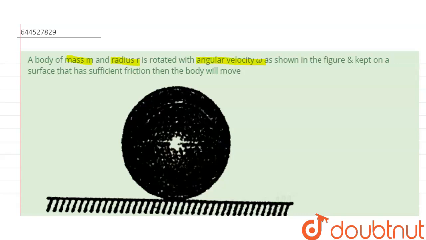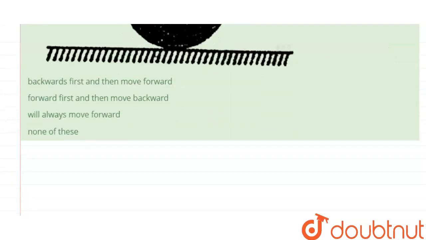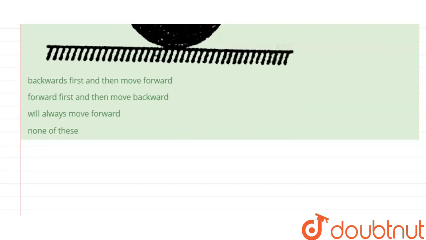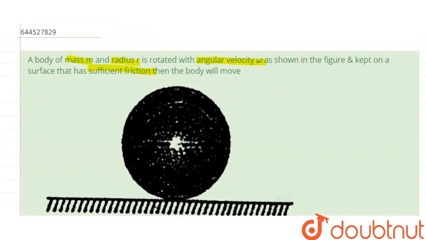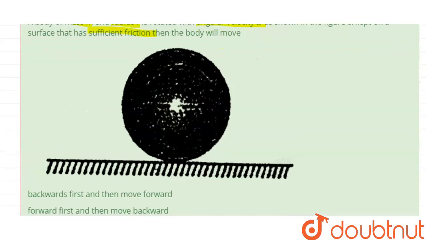Hello everyone, so the question is: a body of mass m and radius r is rotated with angular velocity omega as shown in the figure and kept on a surface that has sufficient friction, then the body will move. There are some options and we have to tell which option is correct and which is not. As you can see in this diagram, there is a body on the surface which has friction between the surface and the body, and the direction of angular speed is given like this.